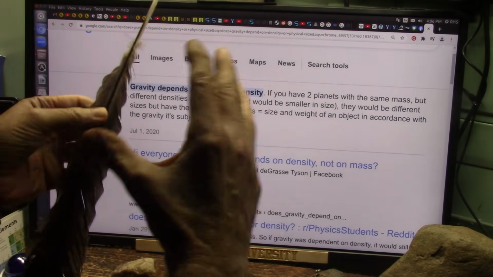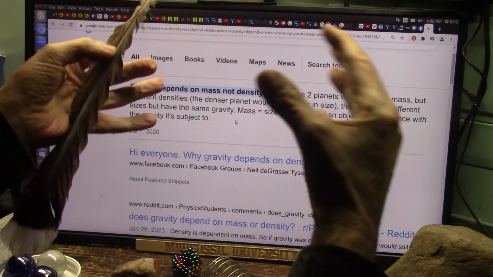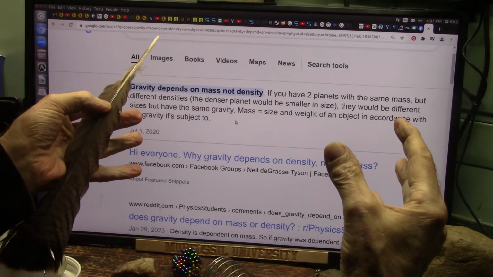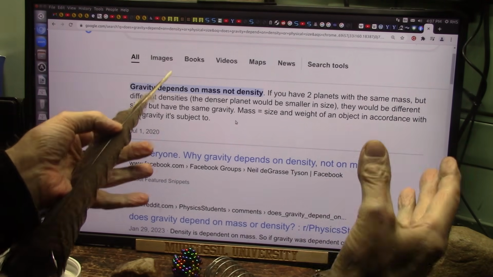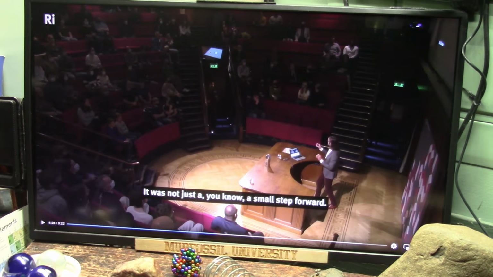The size doesn't matter, basically. It's how much mass you have. Mass is attributed to dark matter. Dark matter is the only thing that has mass that I know of. All right, let's let him keep going. Here he goes. Step forward.